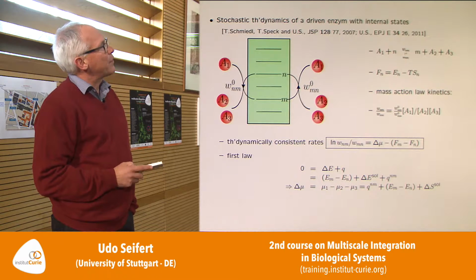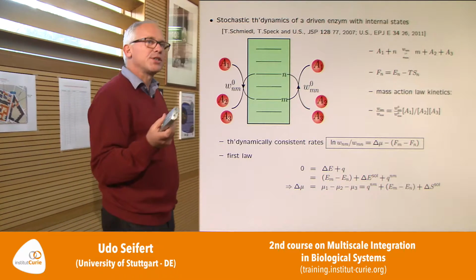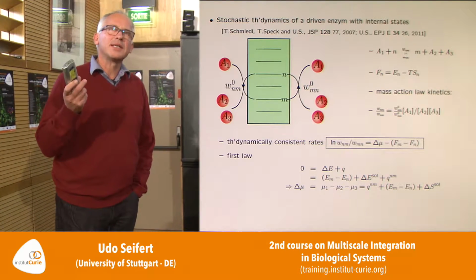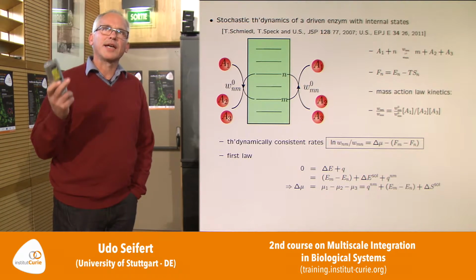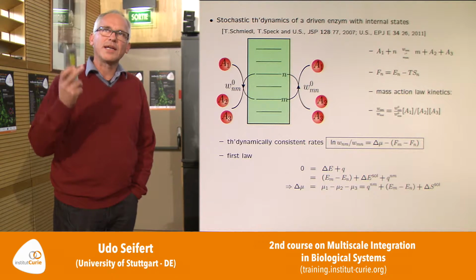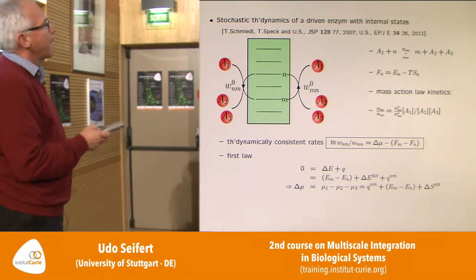And then, for instance, you have a first law for this transition. There is obviously no work, but if the enzyme jumps from here to there, it has a different internal energy, and then there will be some heat dissipated in a reaction. So we're now talking about heat dissipated in a single reaction event of one molecule, one ATP hydrolysis.